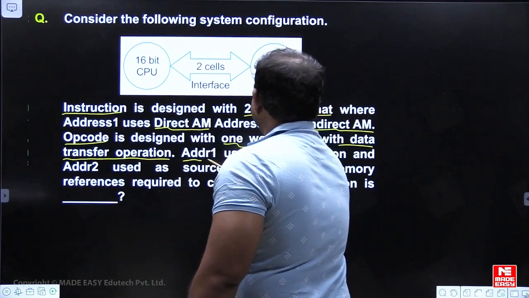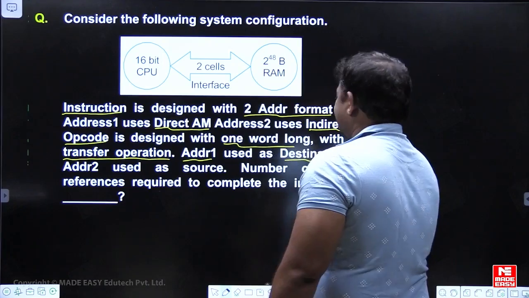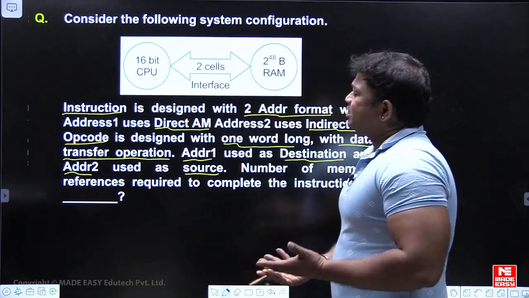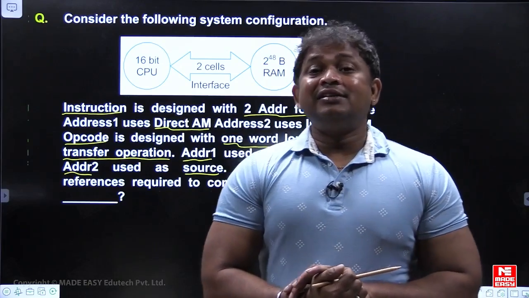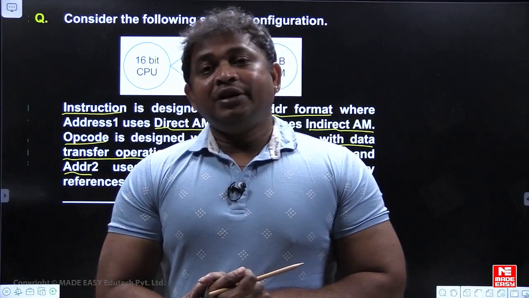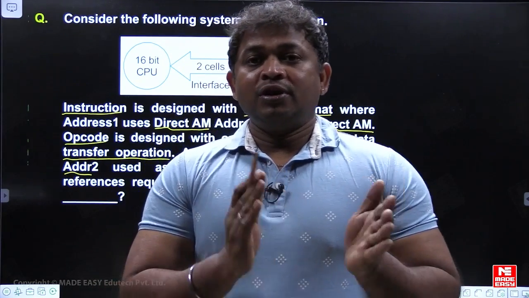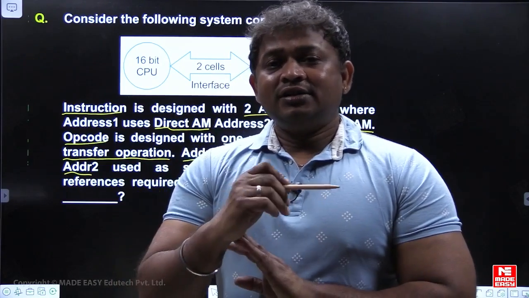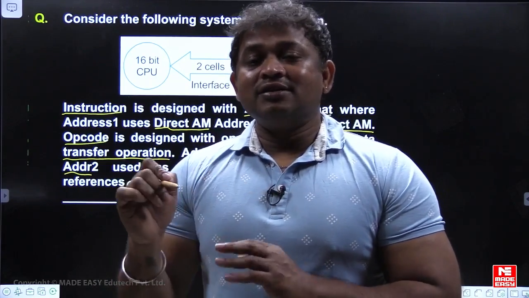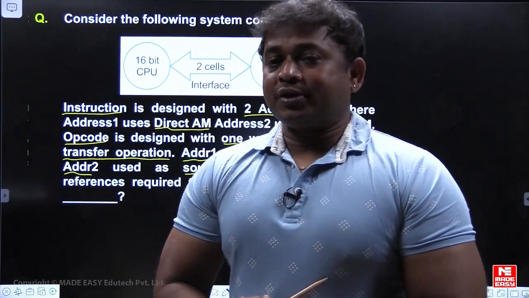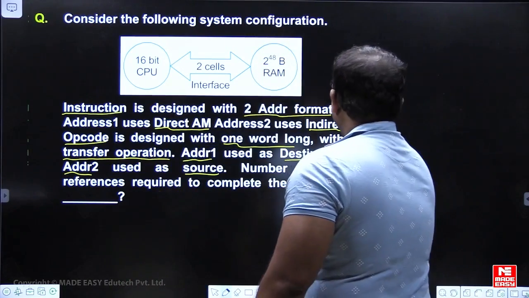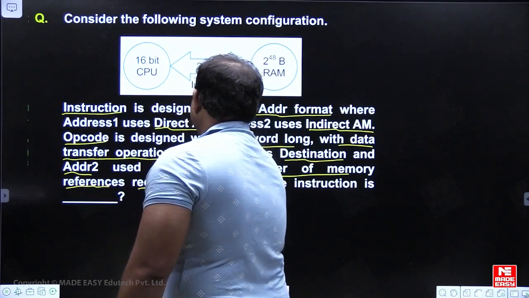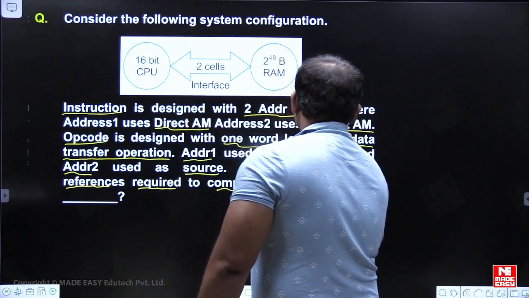Address 1 is used as a destination and address 2 is used as a source. Yes, this is obviously true. The standard syntax of a machine instruction is first opcode, next destination, next source. That is the generalized standard syntax of a machine instruction. Alright. Number of memory references required to complete the instruction.